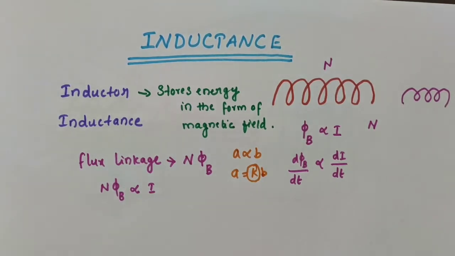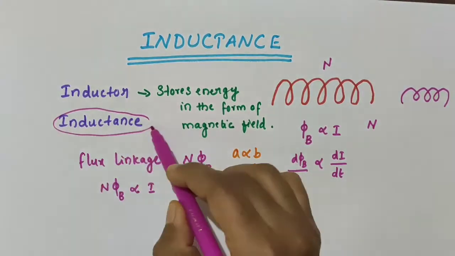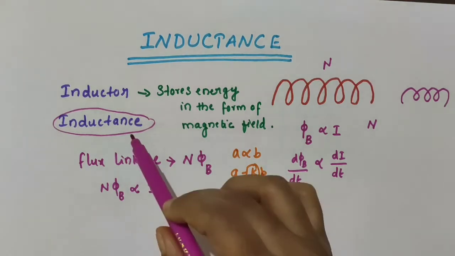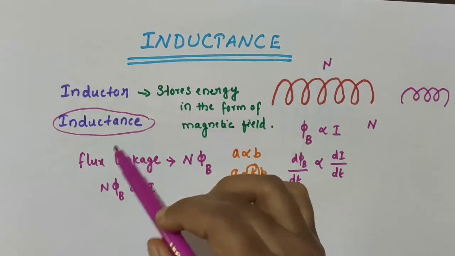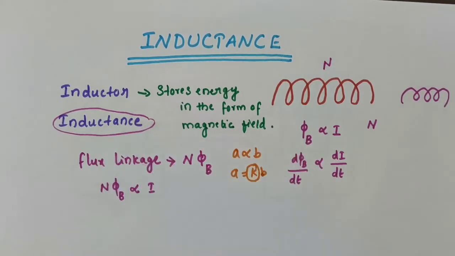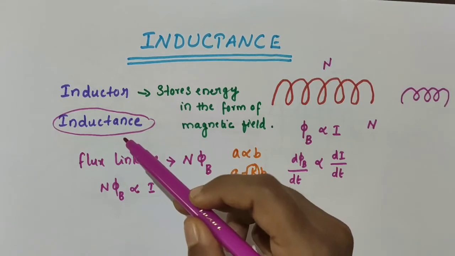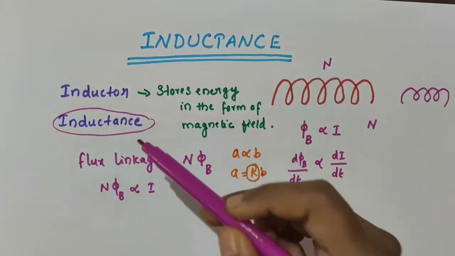That constant of proportionality in this relation is called inductance. Inductance depends only on the geometry of the coil and intrinsic material properties.